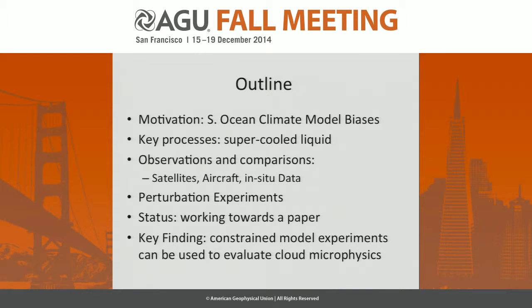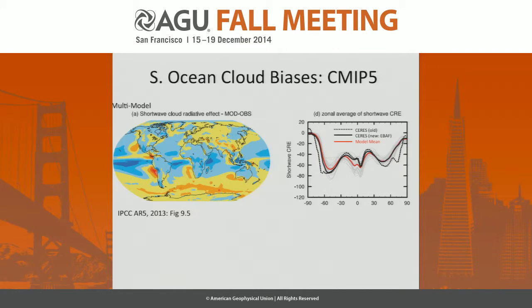The status of this is we're working towards a paper on all this. The key finding is that we can constrain model experiments to represent what we see in aircraft observations, and we can use this in a very detailed way to evaluate cloud microphysics. This has been used a lot to evaluate chemistry in models, using chemical transport models, but it hasn't been used much in climate model experiments, and that's what I'm going to present.